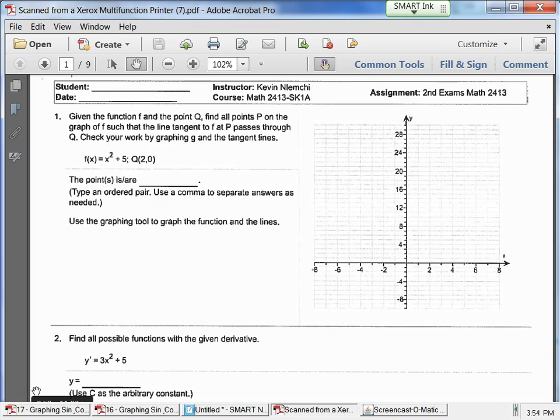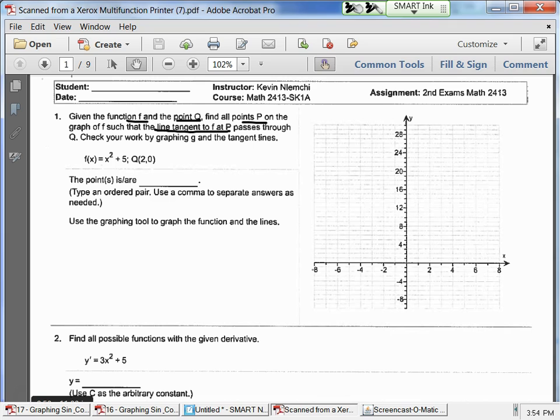Alright, so here we have a problem. It says, given the function f and the point q, find all points p on the graph of f such that the line tangent to f at p passes through q. Check your work by graphing g and the tangent lines. We have f of x equals x squared plus 5, and the point is q at (2, 0).